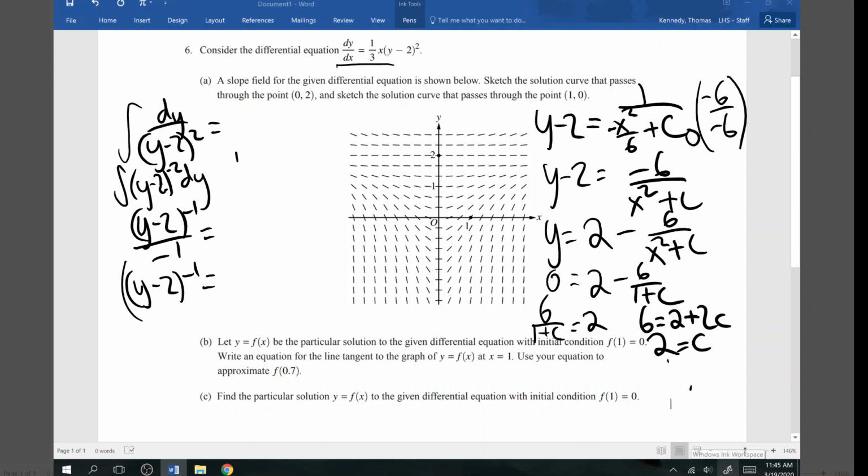Okay, I get y equals 2 minus 6 over x squared plus 2. Hurrah! And that's the last point in the problem.